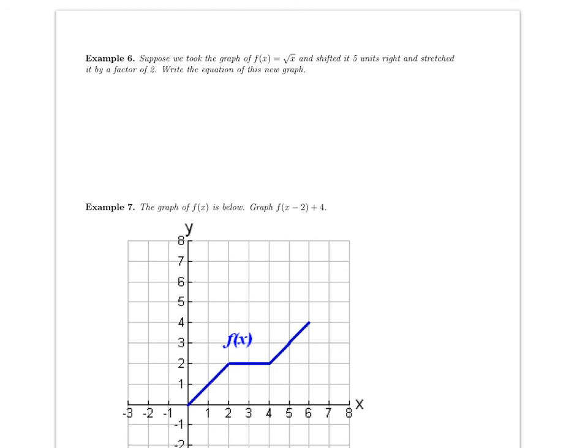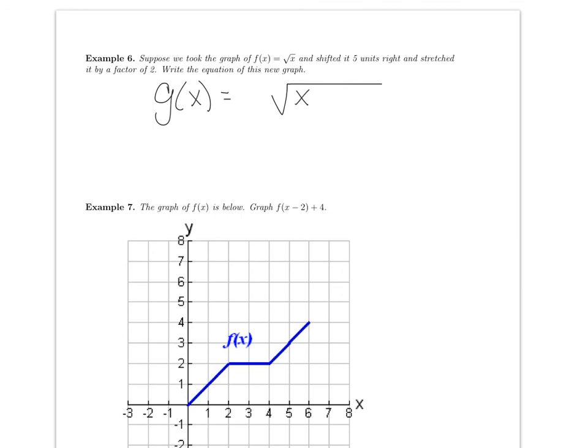Alright, so in example 6, suppose we took the graph of the square root of x and shifted it 5 units right and stretched it by a factor of 2. Write the equation of this new graph. I'm going to call it g of x, so we don't use f again. So let's think about what we did. We took our square root function and we shifted it 5 units to the right. So that means that we changed x values. So that means that we have to do something inside this square root to our x values.